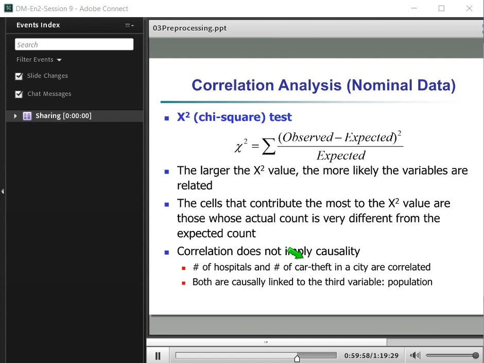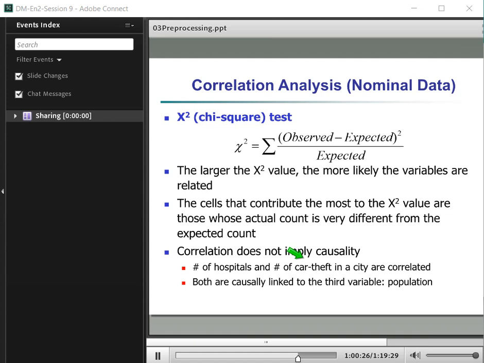But the number of hospitals and hospitalizations is something different. It's related to human health. So I cannot say, okay, if you increase the number of hospitals, then the number of car thefts in the city will increase too. So I'm against building more hospitals in the city. It's a joke if I said something like this.